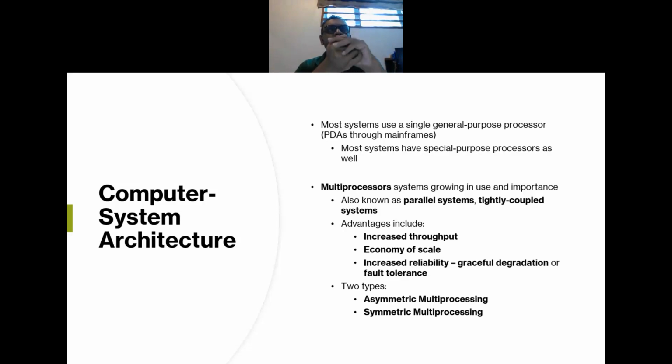Okay, in a computer system architecture, now we're talking about the hardware again, there are two different types of system architecture, but today we are going to look at multiprocessor. What is multiprocessor? As the name suggests, it's multiple processors, multiple CPUs running at the same time. So it increases throughput. What is throughput? The amount of instructions able to be completed in a single unit of time.